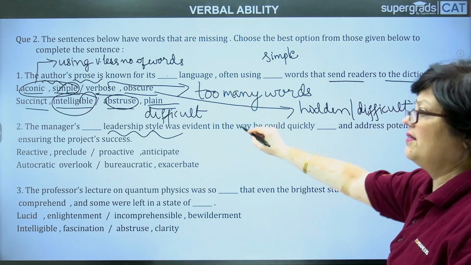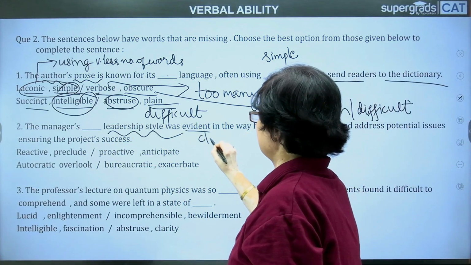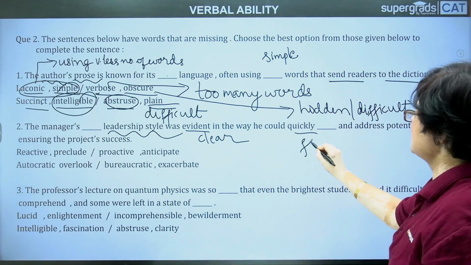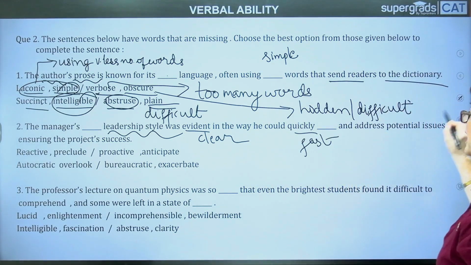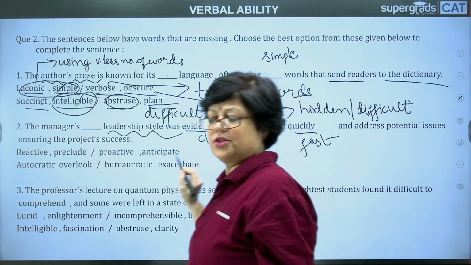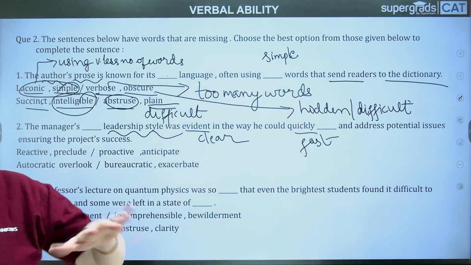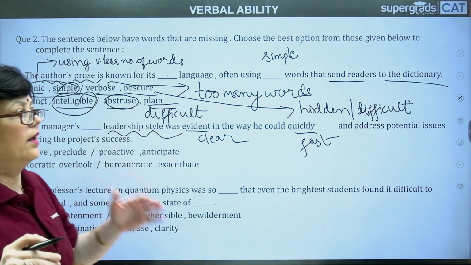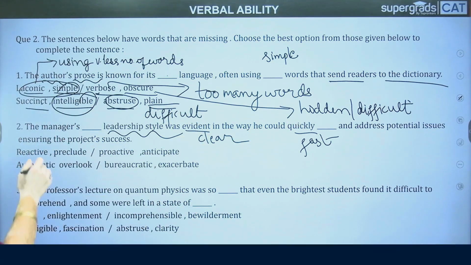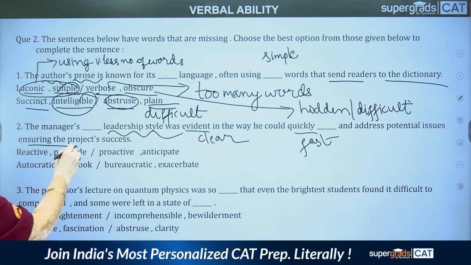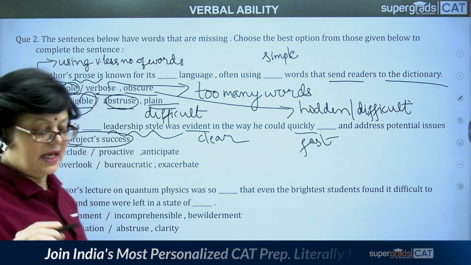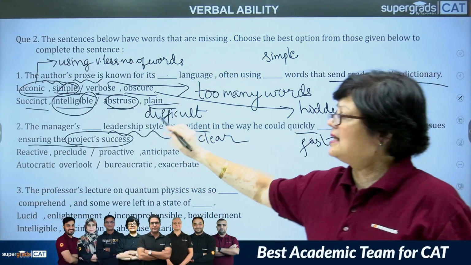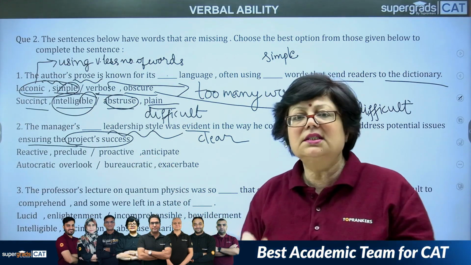And then this is evident. Evident means clear, clear in the way he could quickly, meaning fast, dash and address potential issues. Potential issues means hidden, unforeseen issues which can come up. He is able to see those also. And address means to take care of potential problems, ensuring the project's success. This success word has a positive connotation, so the sentence tells us about the manager's positive leadership style.